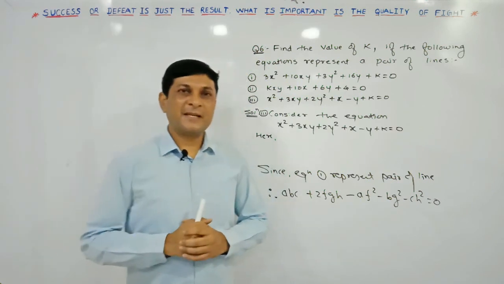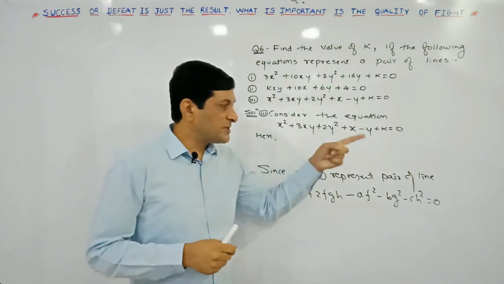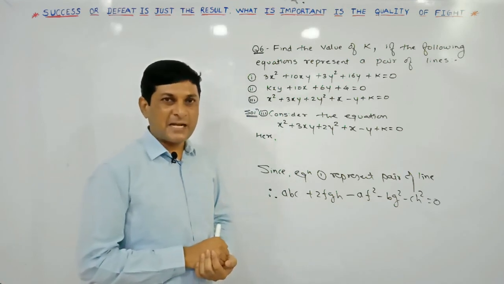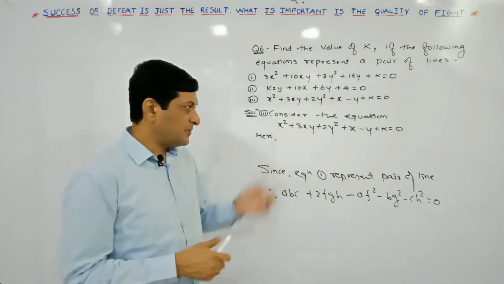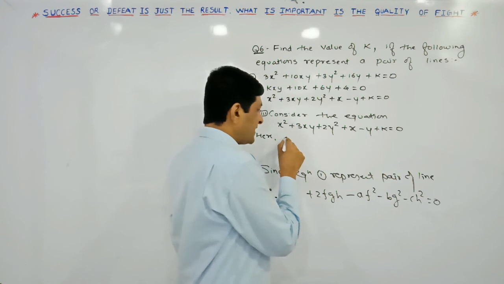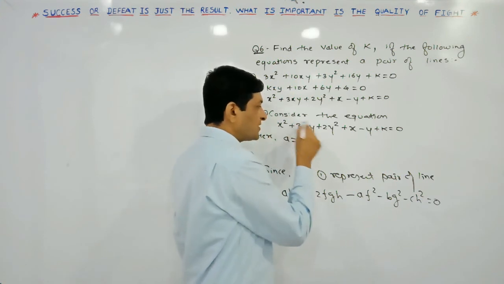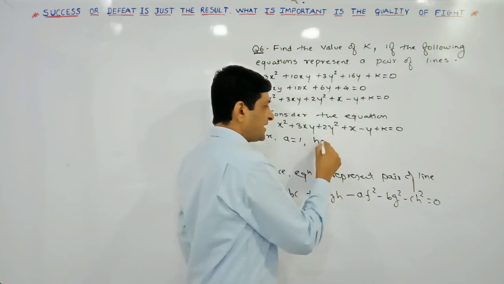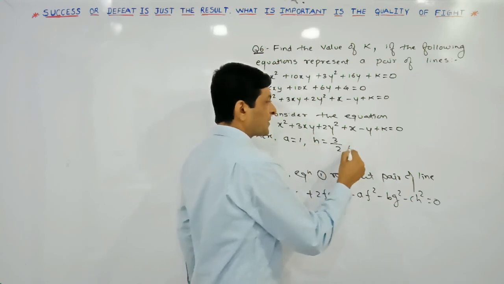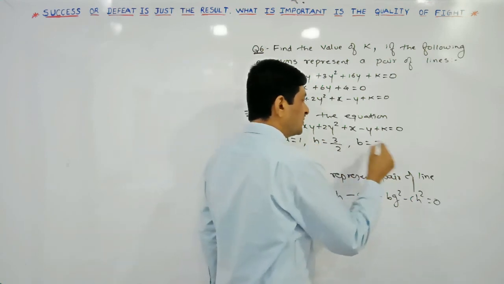Now see the example number 3. In this case also one general equation of second degree in x and y is given to us. From this equation we are trying to find the values of a, b, c and so on. Here a is 1. 2h is equal to 3, means h is equal to 3 by 2. b is equal to 2.